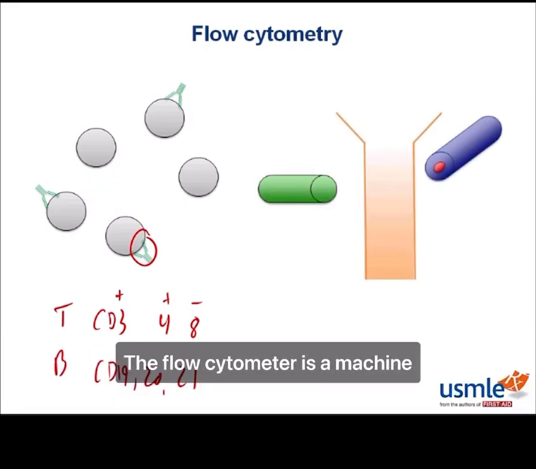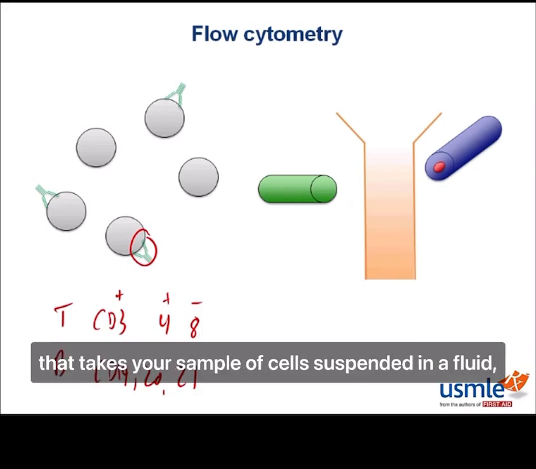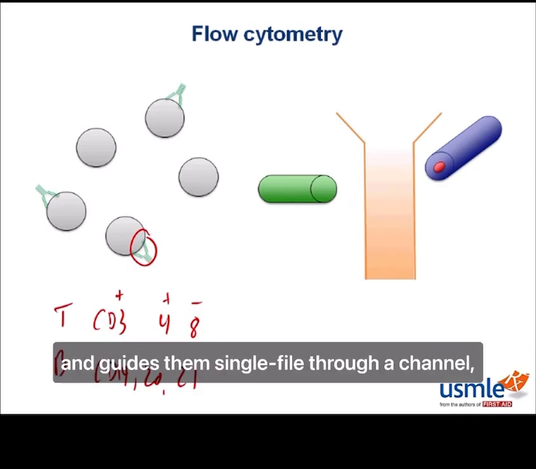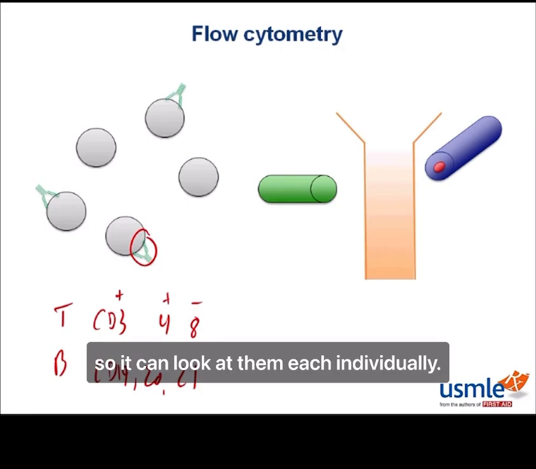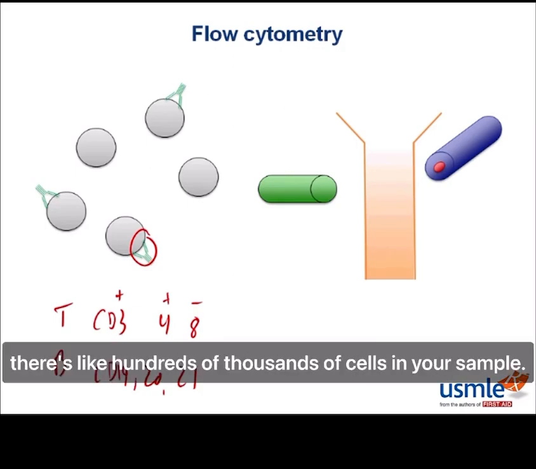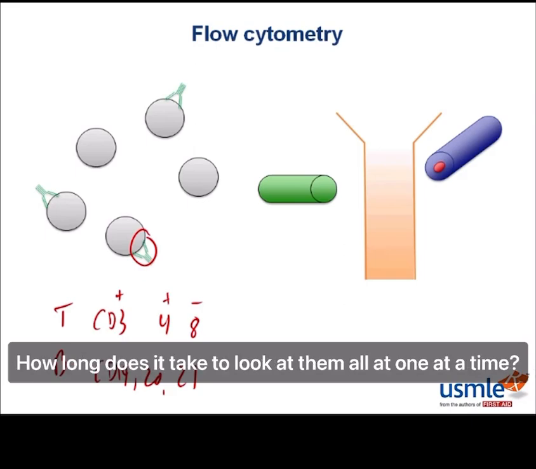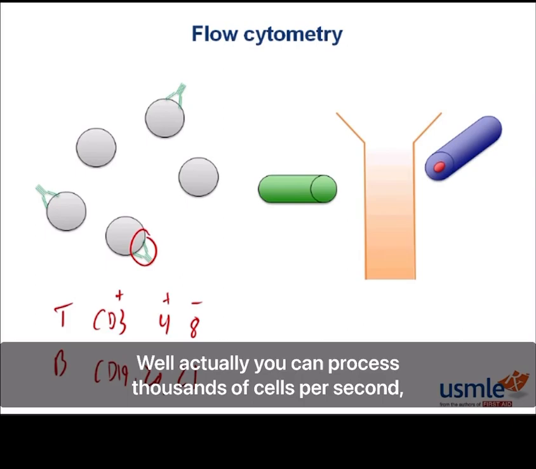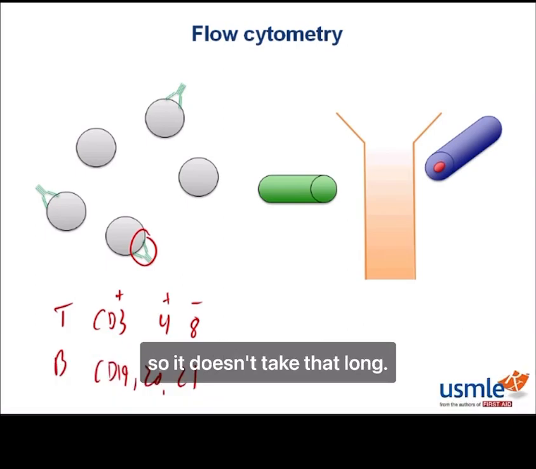The flow cytometer is a machine that takes your sample of cells suspended in a fluid and guides them single file through a channel so it can look at them each individually. But wait, you're asking, there's like hundreds of thousands of cells in your sample. How long does it take to look at them all one at a time? Well, actually you can process thousands of cells per second, so it doesn't take that long.